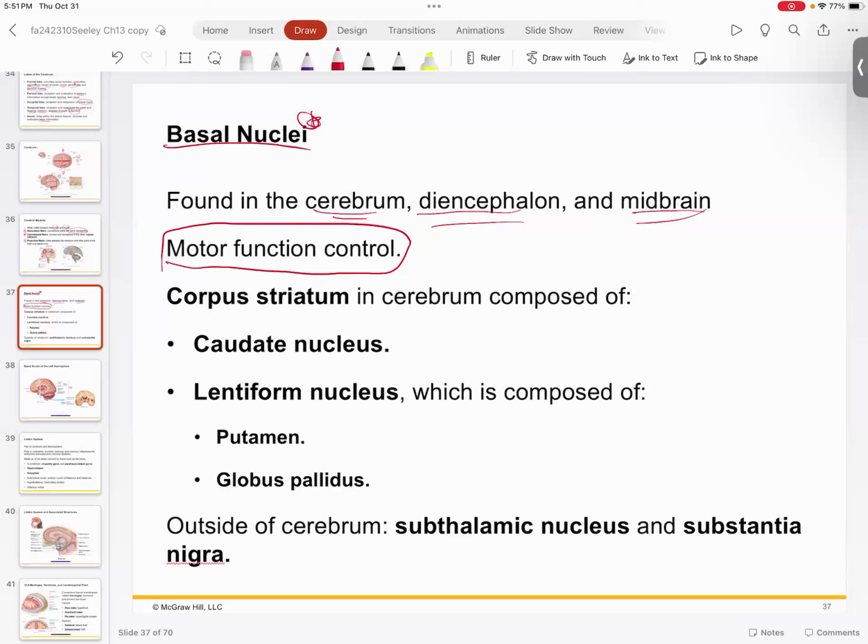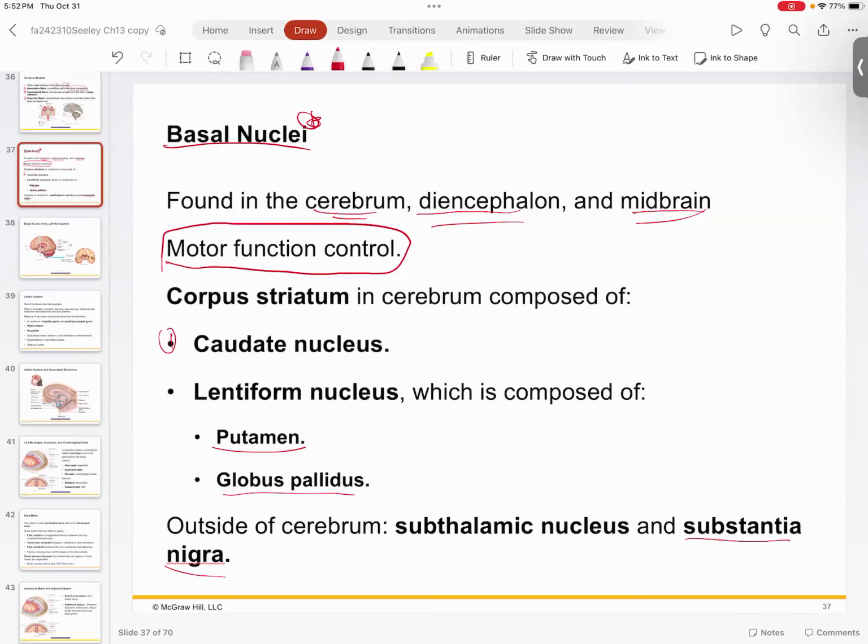In the cerebrum, it's called the corpus striatum, or the striated body. And you have a couple of nuclei in there. One is called the caudate nucleus. Another one is the lentiform nucleus, which has within it structures called the putamen and the globus pallidus. These are regions within that lentiform nucleus. And then outside of the cerebrum, you have the subthalamic nucleus and the substantia nigra, which we talked a little bit about in the midbrain. And the subthalamic nucleus we just talked about in the subthalamus.